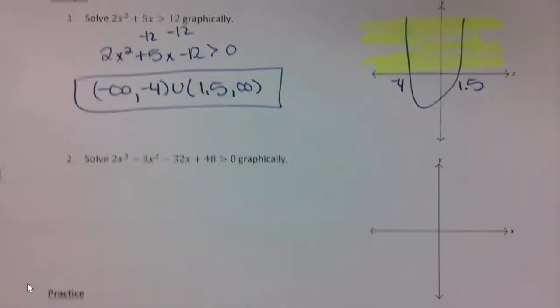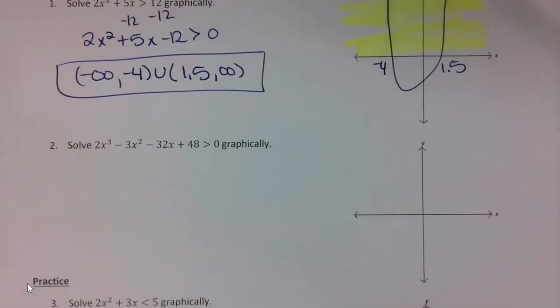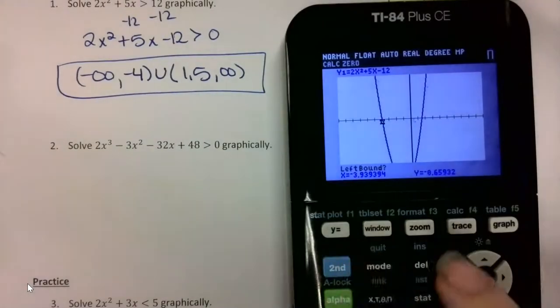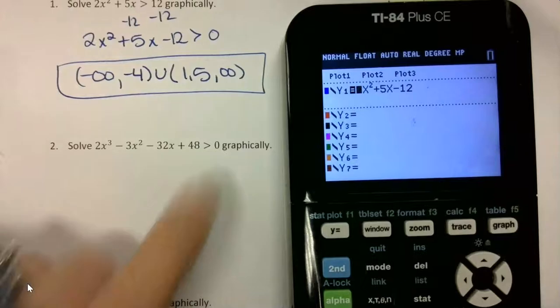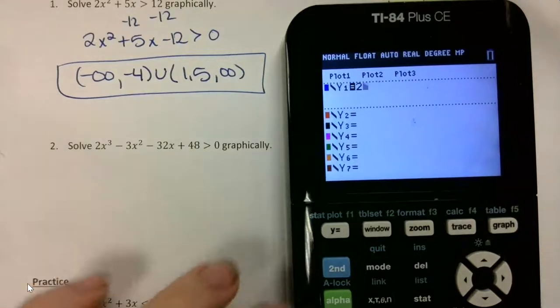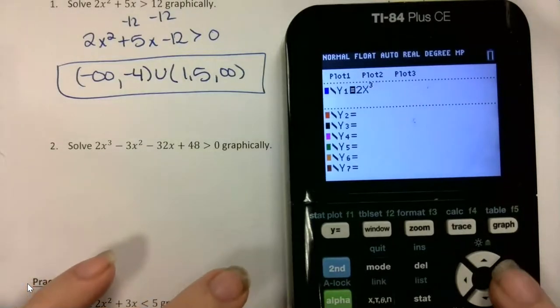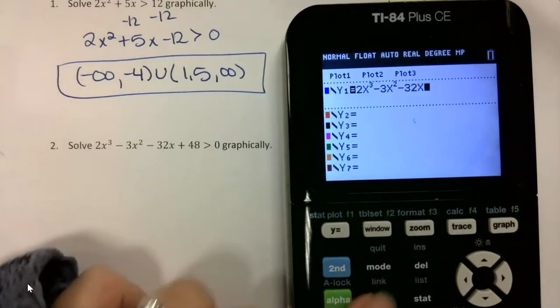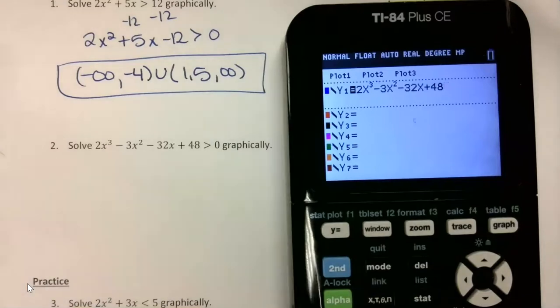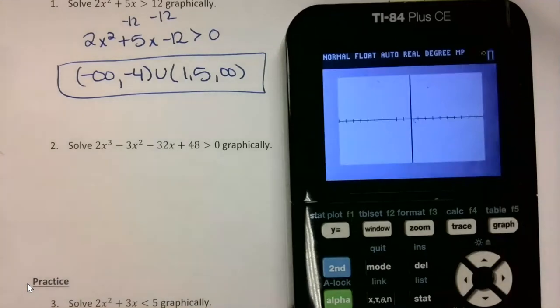So I want to do the same thing for number 2. So I want to go to y equals, and this one already has 0 on one side, so I'm just going to type in the left side. Okay, so once I type it in, I want to go ahead and graph it.